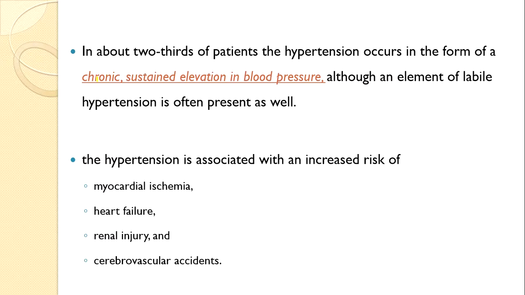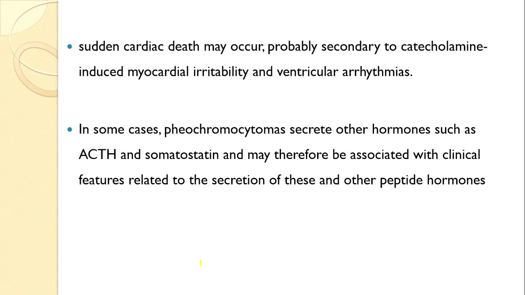In the majority of the patients, there is chronic sustained elevation in blood pressure, although an element of labile hypertension can also be present. And this hypertension is associated with increased risk of myocardial ischemia, heart failure, renal injury, and cerebrovascular accidents. Sudden cardiac death can occur due to myocardial irritability and ventricular arrhythmias. The predominant hormone which is produced is catecholamine. However, some other hormones can be produced like ACTH and somatostatin, and the clinical features are produced accordingly.